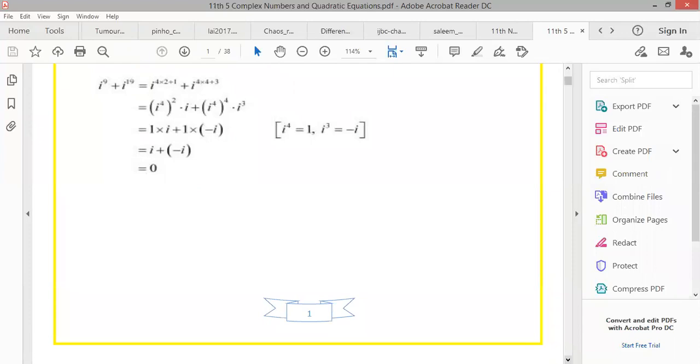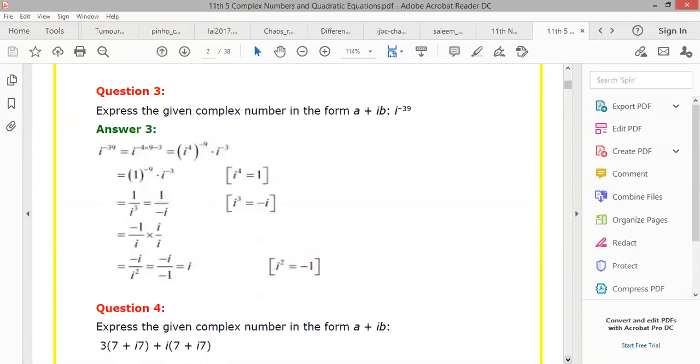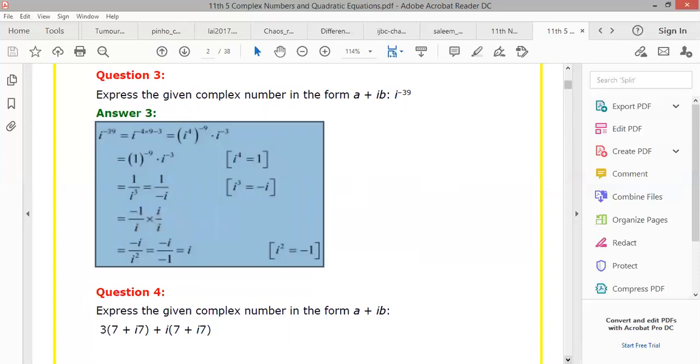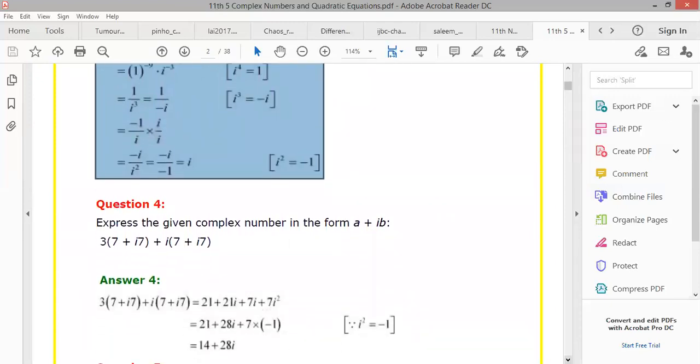Okay. Similarly, we have other questions. Say we have i raised to the power minus 39. You can express it; I have solved it here. You can see it. The next question is question number 4. We have to express this in the form a plus ib.